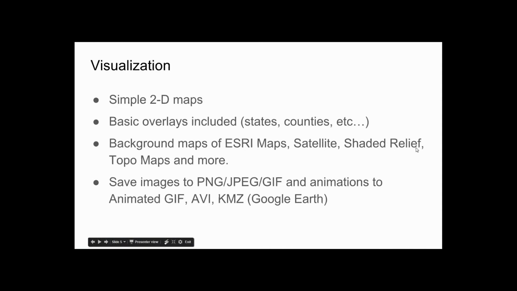So it provides simple 2D maps, basic overlays of states and counties, etc., background maps, including the Esri street map and satellite, shaded relief, those sorts of things. You can save images to standard image formats, and then also animations to animated GIFs and AVIs and KMZs.